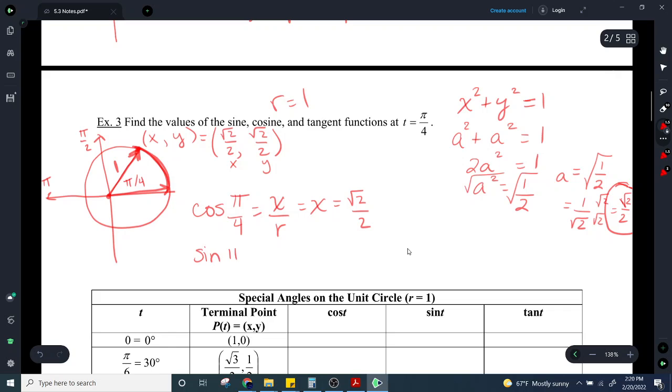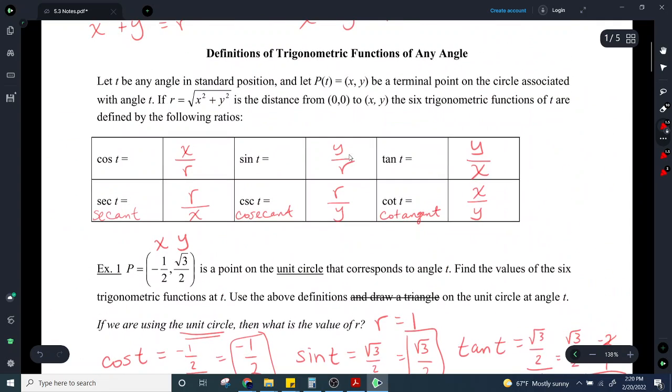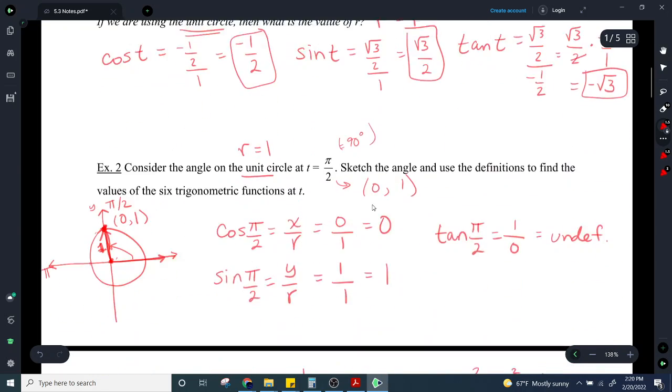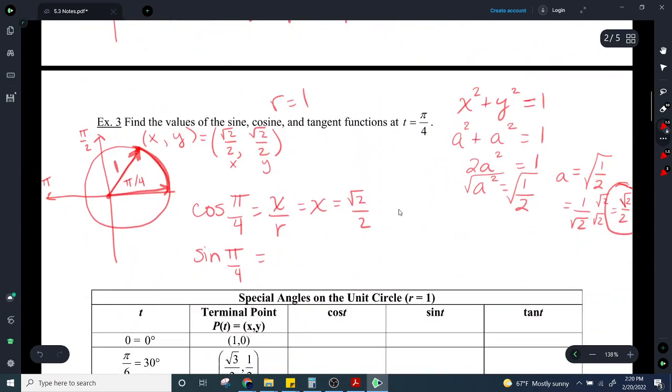The sine value, sine of pi over 4, according to the chart back here, sine is y over r. Again, same thing. R is just 1 because I'm on the unit circle. So this becomes y over r, which just becomes y since r is 1. And the y value was the same thing. It's radical 2 over 2.